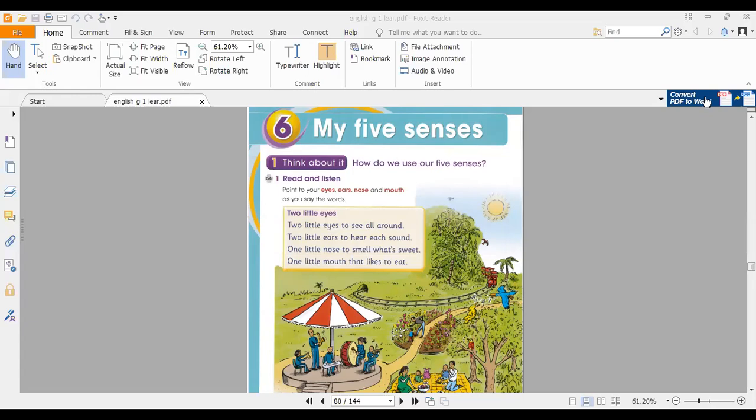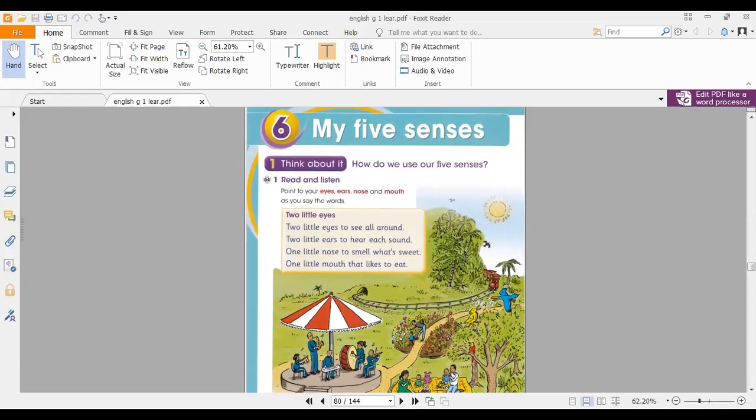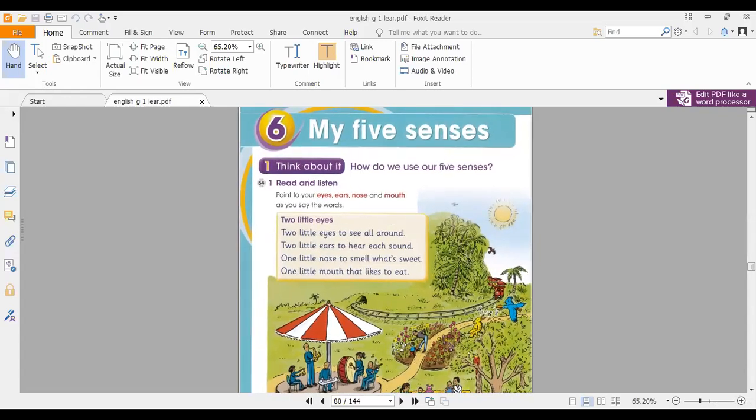So the first sentence is two little eyes to see all around, two little ears to hear each sound. So, as you know, how can we hear the sounds that are around us? We can hear the sounds with the help of our ears. So, the second sentence is two little ears to hear each sound. First sentence was two little eyes to see all around. And the second sentence is two little ears to hear each sound.